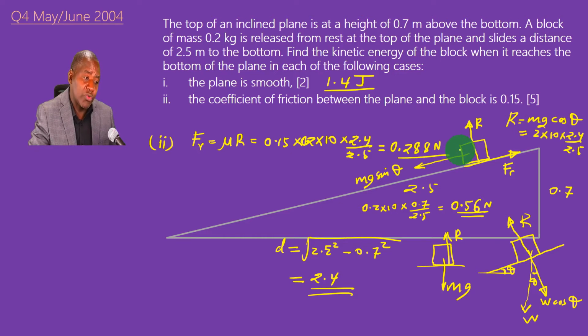It can lead to a situation whereby I know there is a force of 0.56 tending to move this object downwards. There is a friction force of 0.288, so there is a resultant force of a certain magnitude. For example, now I know that the friction force is 0.288. I can come here and say a resultant force on that object is equal to ma.